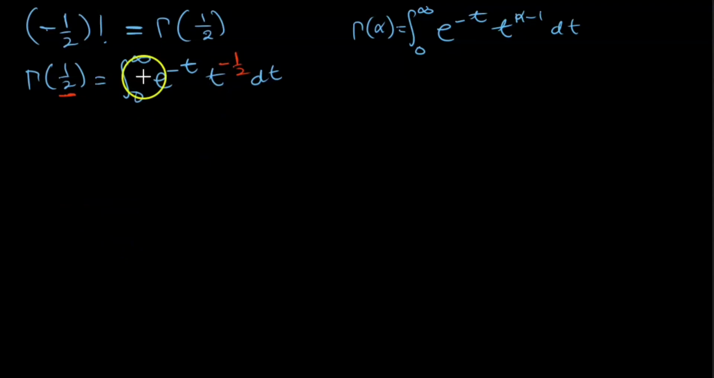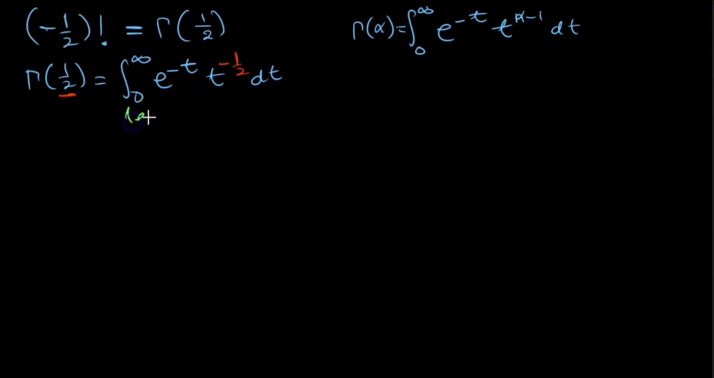Anyway, now from this, how can we evaluate this integral? So the result here after evaluating this integral will give us what we're looking for, which is gamma of 1/2, which is negative 1/2 factorial, based on the relationship. All right, good. So how do we evaluate this integral? Well, I'm going to start off with a substitution.